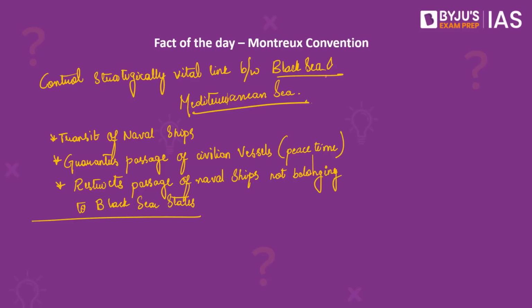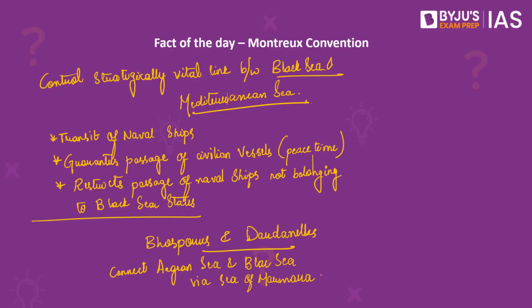How? The convention gives power to Turkey to ban Russian war vessels from entering the Black Sea through the Bosphorus as well as Dardanelles Straits. These two straits, that is the Bosphorus Strait as well as the Dardanelles Strait, also known as the Turkish Straits or the Black Sea Straits, connect the Aegean Sea and the Black Sea via the Sea of Marmara. And it is the only passage through which Black Sea ports can access the Mediterranean Sea and beyond. So this ban would limit the movement of Russian warships through this passage.